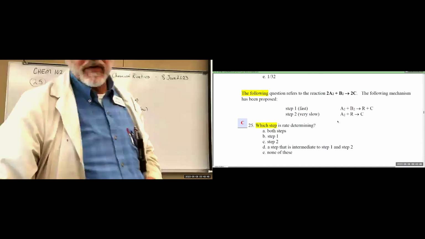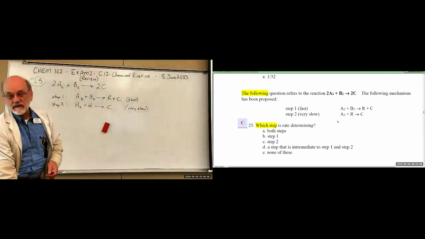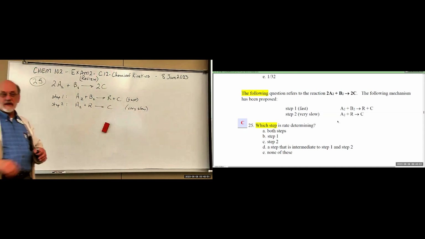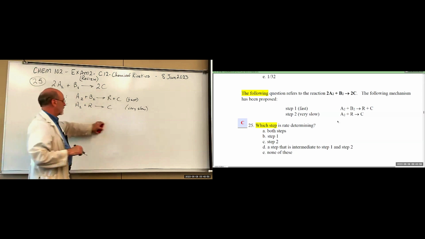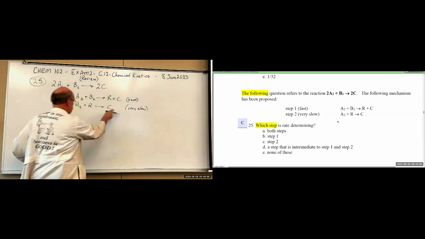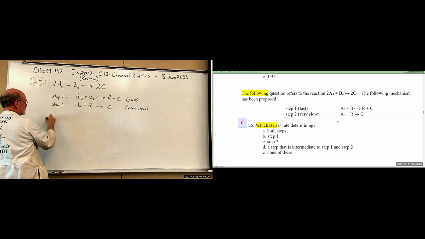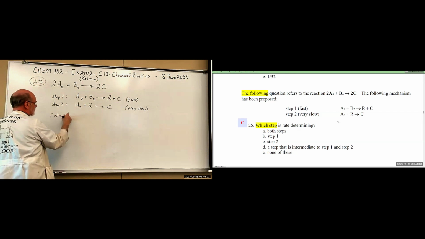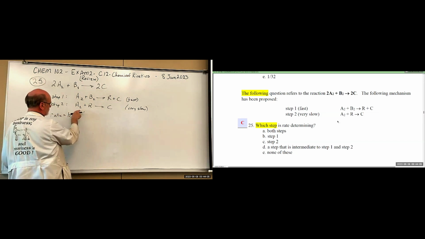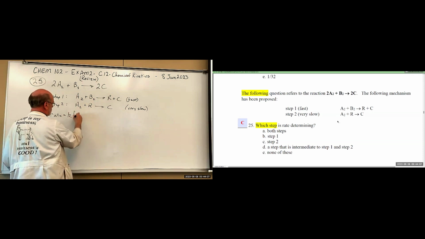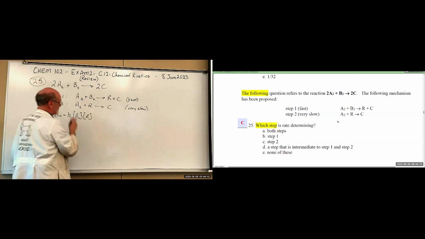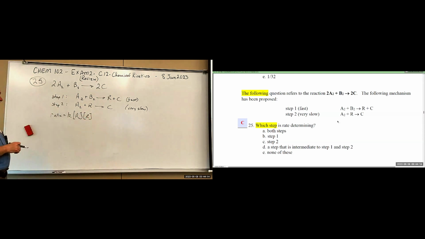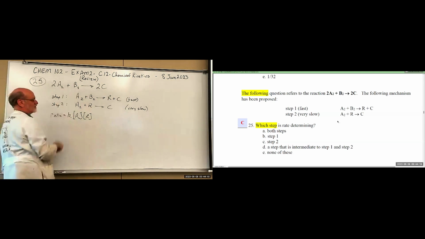Here we go. If we were going to write a rate law, where would we start? Remember, elementary steps, you can use coefficients. So we would write the rate law for this one, because that's the rate determining step. So we would say the rate is equal to K times first order A and first order R. Okay? That's a problem, right? Because there's no R up here.